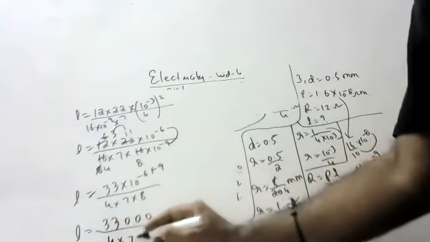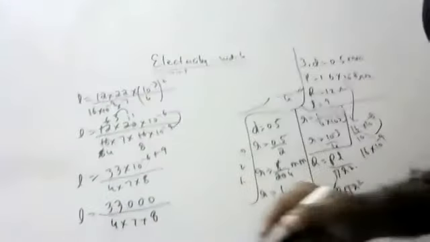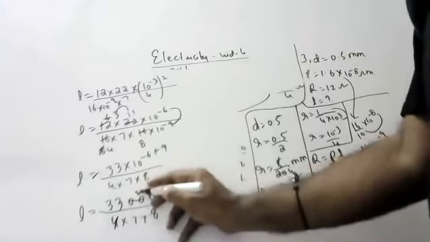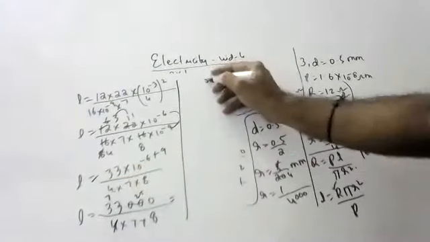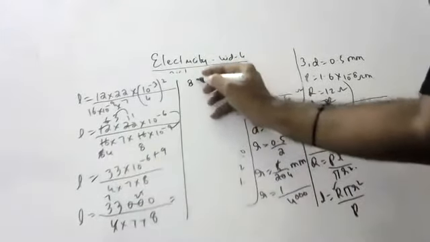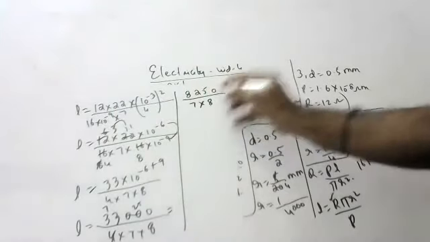4 into 7 into 8. Now what happens when this is children here? So 4 25s are 100. Okay, children. So 33 into 25. 25 3s are 75. 8 25 0 by 7 into 8 is there, children.